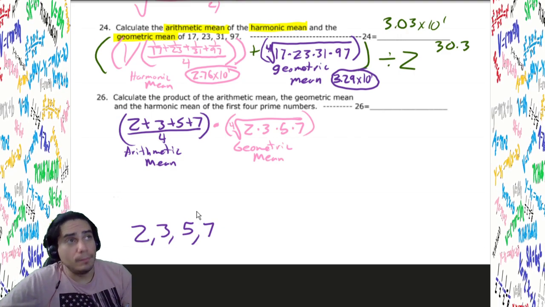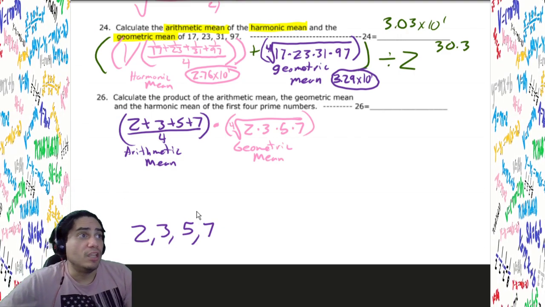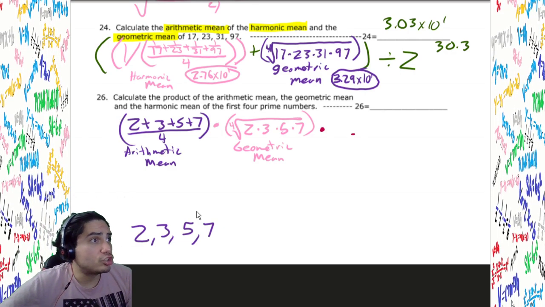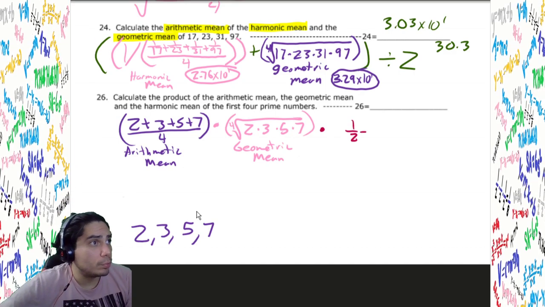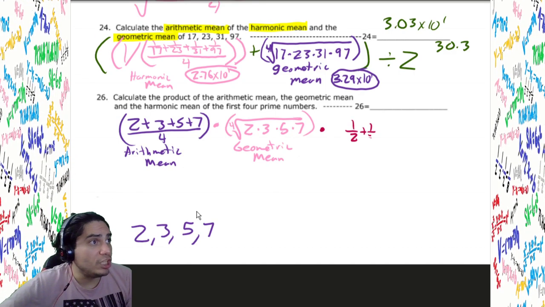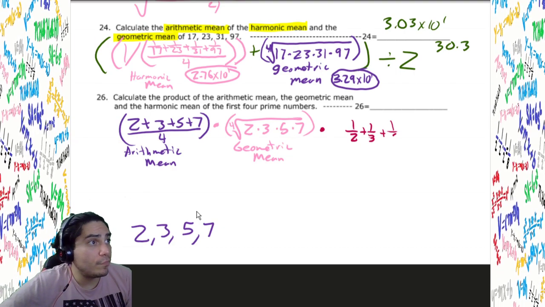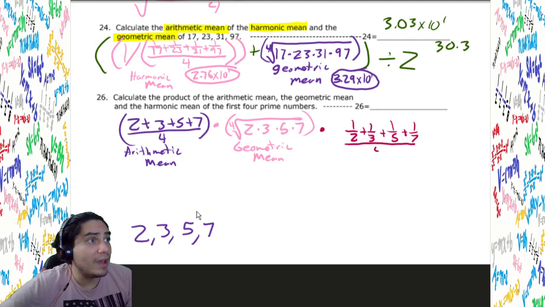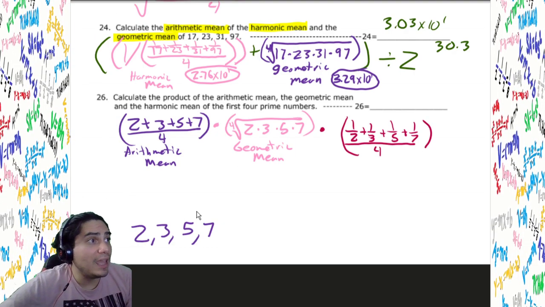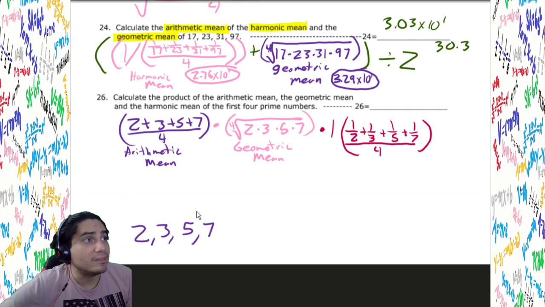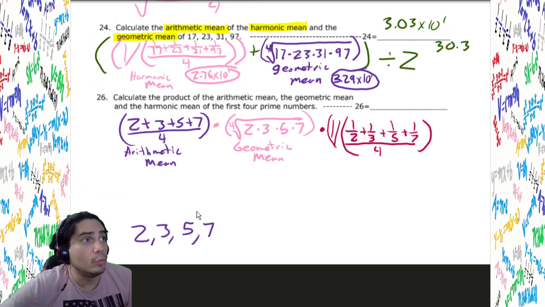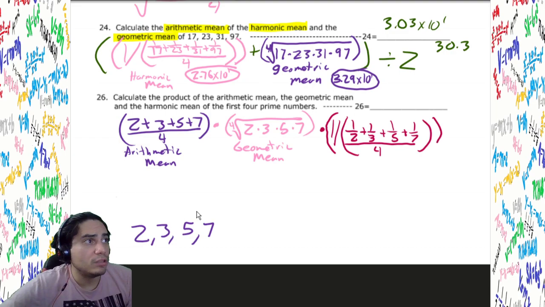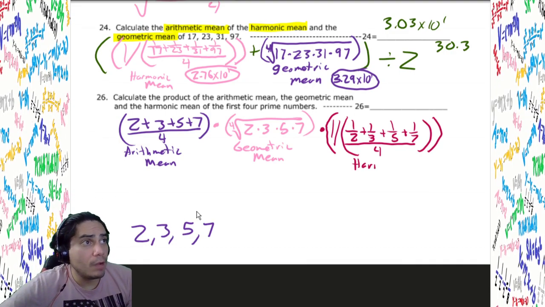Then we're going to multiply them, and we're almost done here, okay? And then we're going to do the harmonic mean. We're going to do 1 over 2, plus 1 over 3, plus 1 over 5, plus 1 over 7. Get that all and divide it by 4, and then 1 over x. That's what we're going to do here. Okay, that is the harmonic mean.